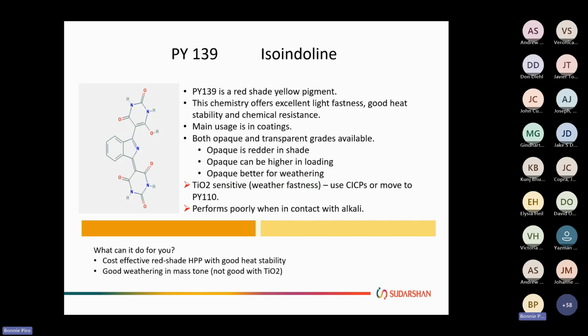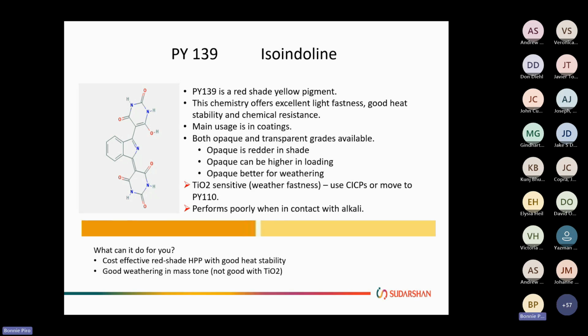Indolin Pigment Yellow 139. This is a pretty good workhorse pigment in the red shade yellow, organic yellow space. It is primarily used in coatings, but there are a lot of uses in other areas as well. It is to the red side in terms of shade, and can be both opaque and transparent, depending on the particle size that we achieve.